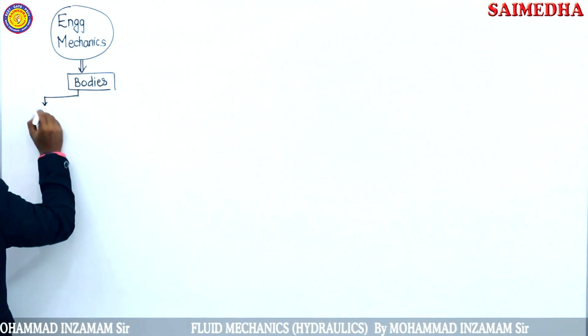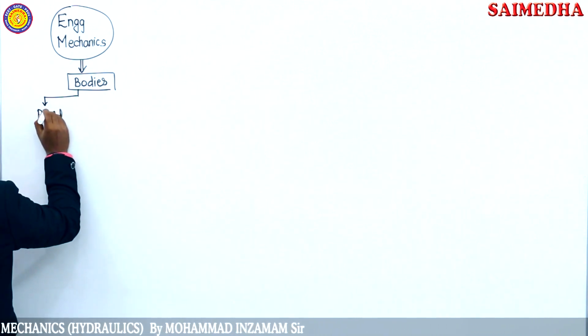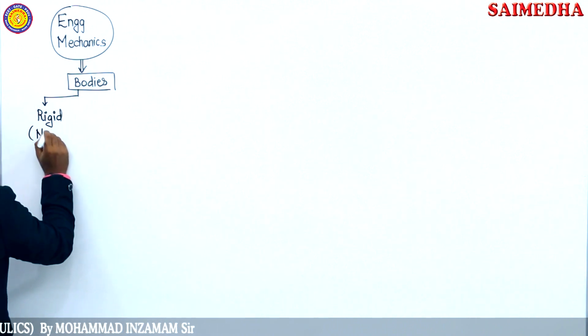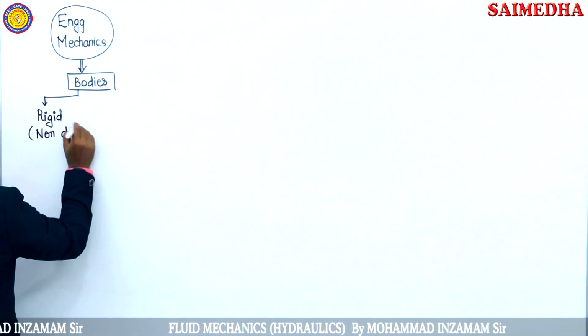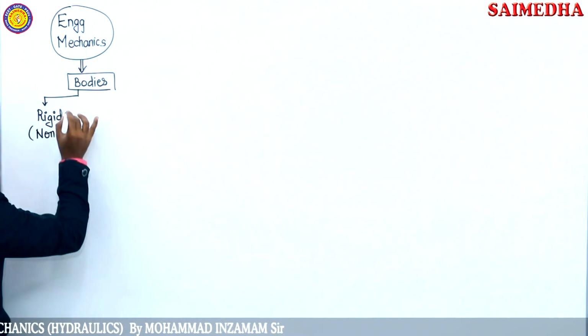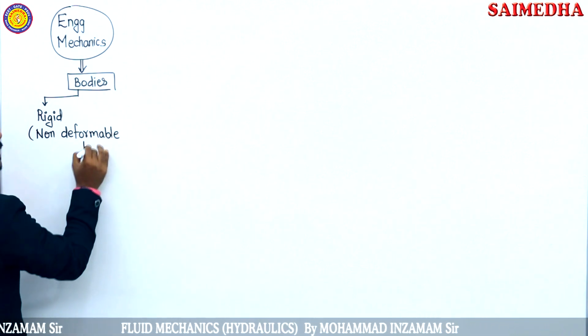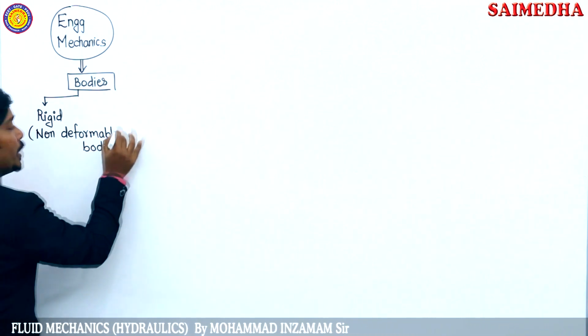First one is rigid body. First one is which body, guys? Rigid body. What is the meaning of rigid body? Rigid bodies cannot be deformed, that is non-deformable bodies. Have to focus and try to remember, guys, what is the meaning of rigid body? Rigid bodies are non-deformable bodies. That means they cannot deform.